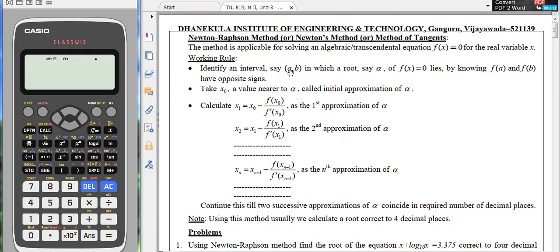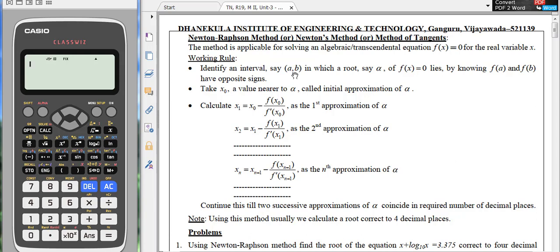On having such an interval (a, b) in which a root of the equation lies, we select a point of the interval (a, b) which is nearer to the actual root alpha as the initial approximation of alpha, and we denote it by x naught. So x naught should be a value nearer to the actual root.